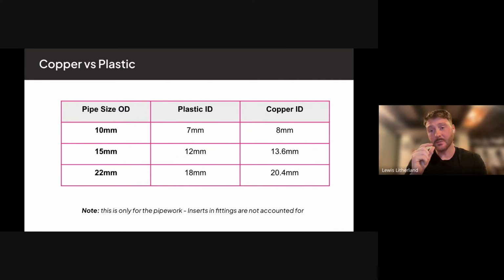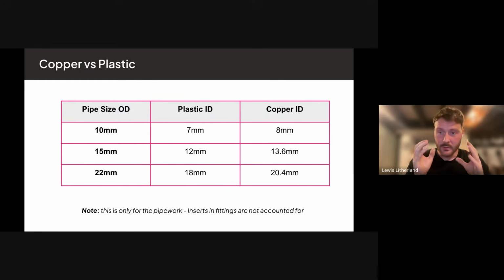Again, with the barrier pipe as well, it's going to reduce the internal diameter down pretty far, obviously a lot more than the copper. Key point on this, though, is that note at the bottom. Once you start putting the fittings on there with your inserts in, that internal diameter is going to get reduced down even further as well.